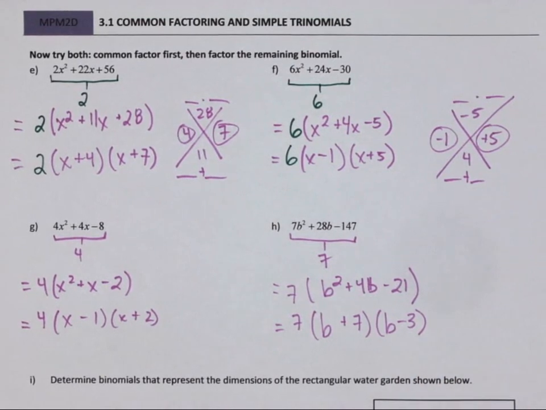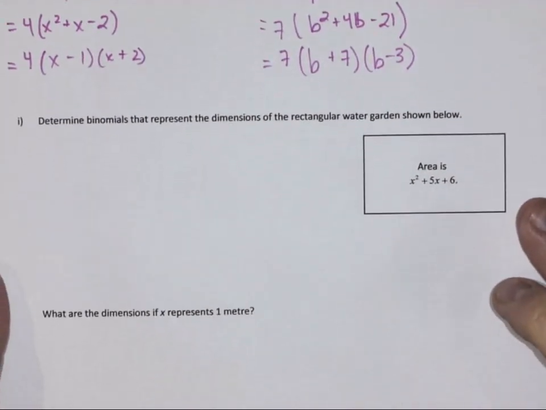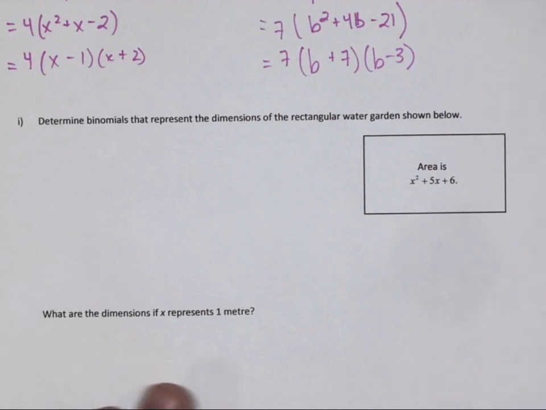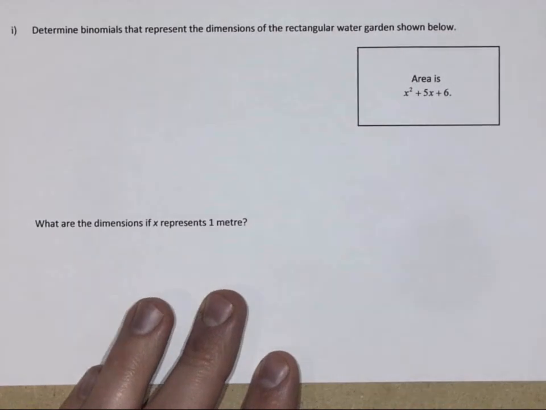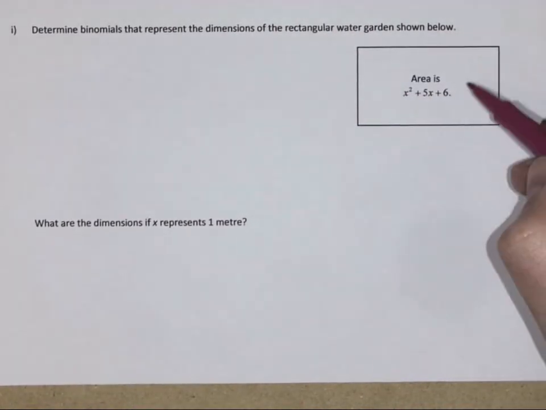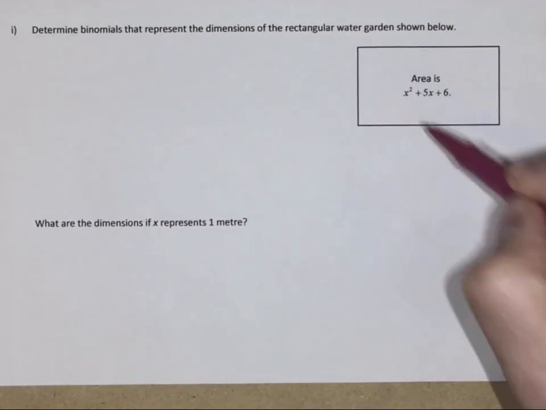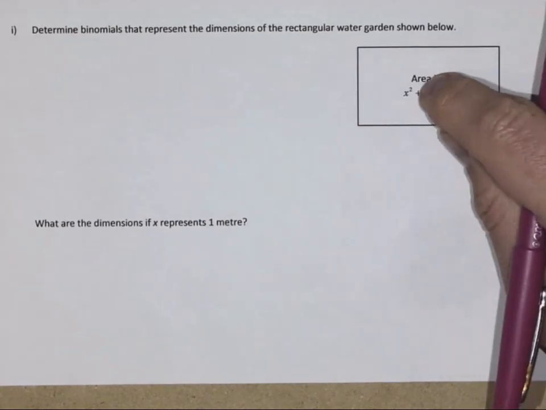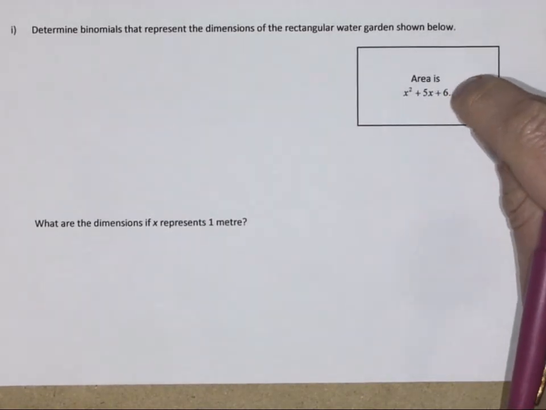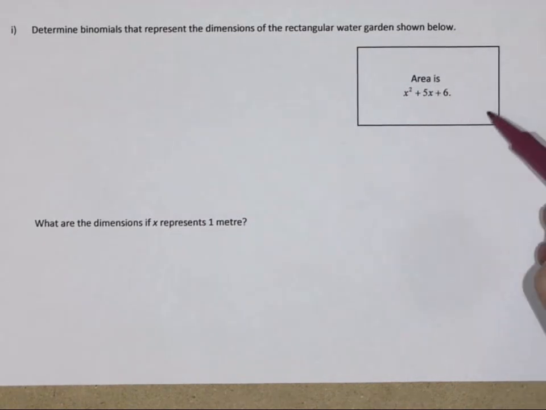If I use that application-wise, I want to figure out dimensions that represent this rectangle. The entire area is x squared plus 5x plus 6. That doesn't mean length and width and 6 more. It means that that is the expression for the area.